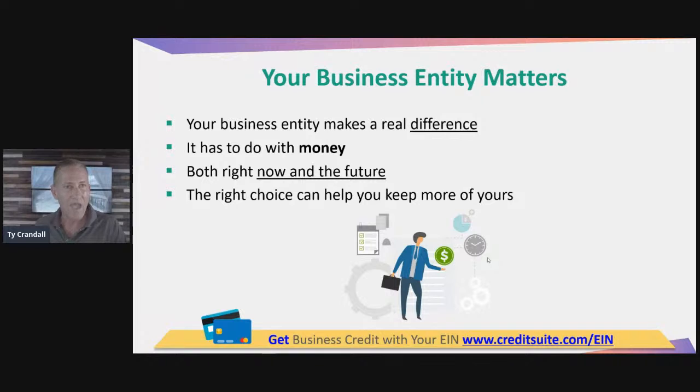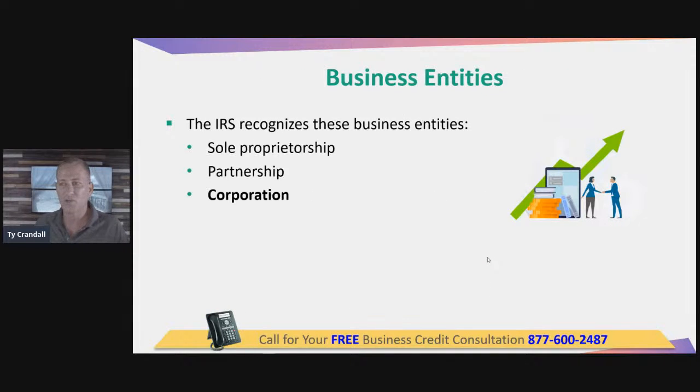If you set it up the right way, then it really puts you on a path to be able to get the most money at the best terms. So here are the actual entities recognized by the IRS: sole proprietorship, partnership, corporation. Really, those are the main three: sole proprietorship, partnership, and corporation. A corporation is split into a C Corp or an S Corp, and we'll talk about both of those today.